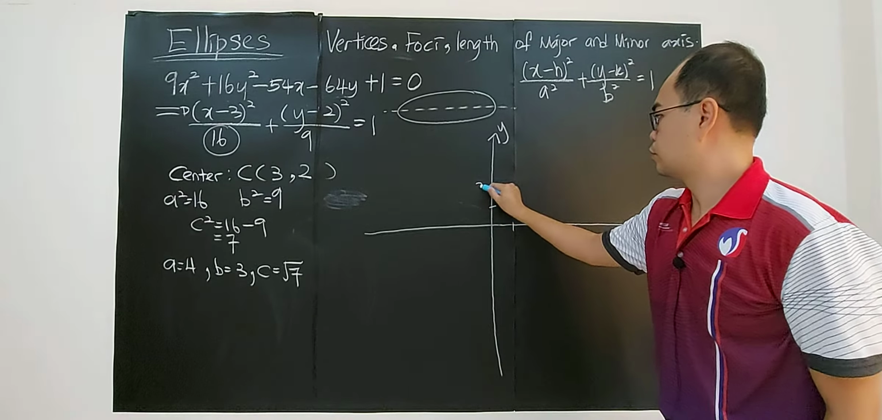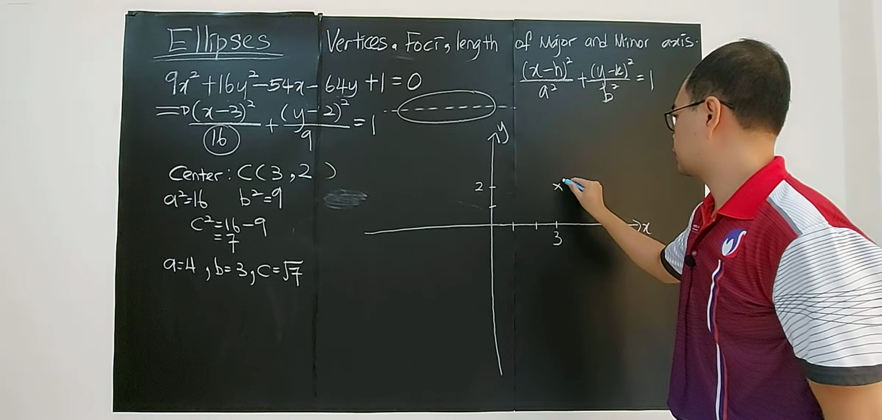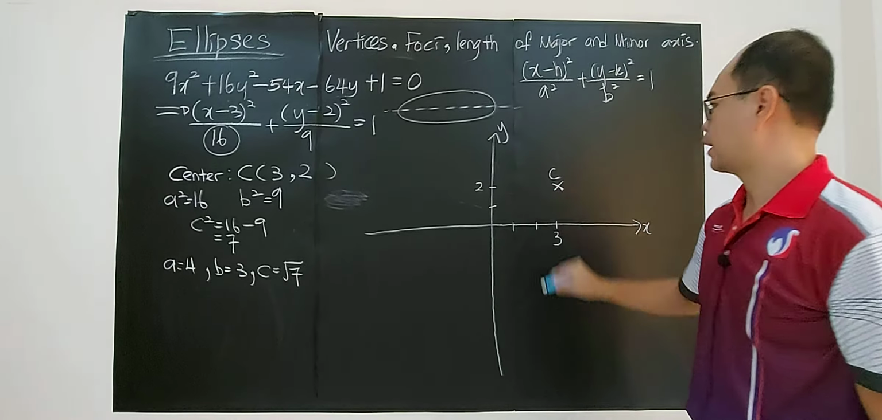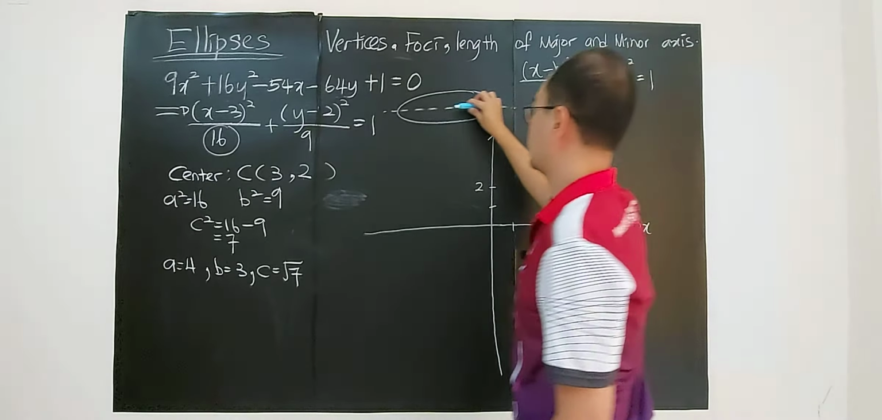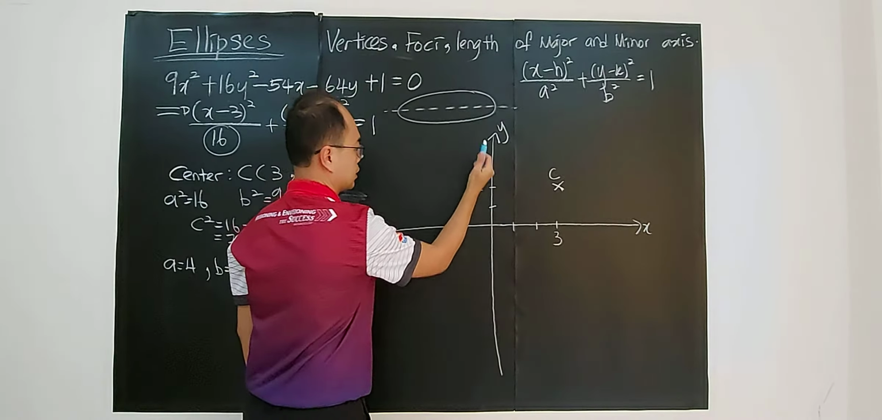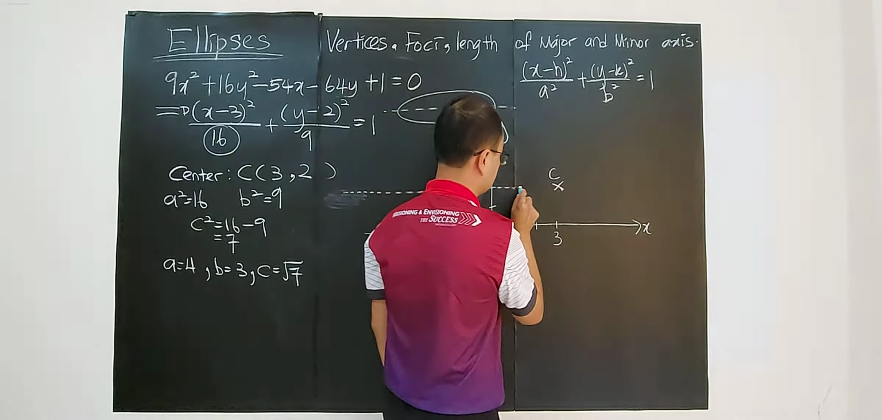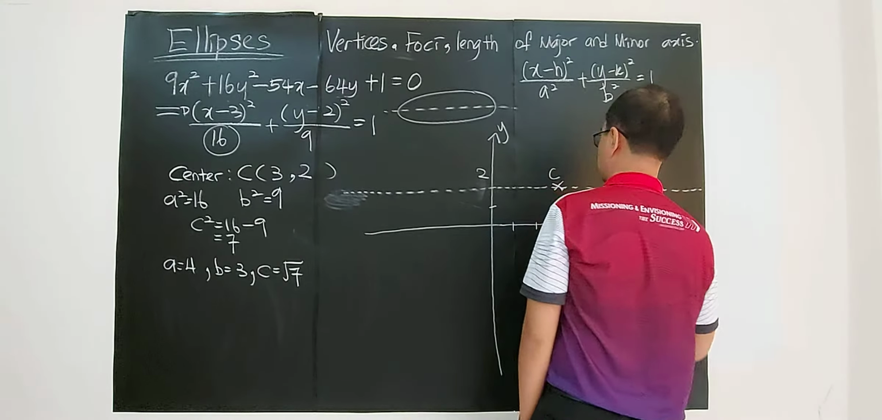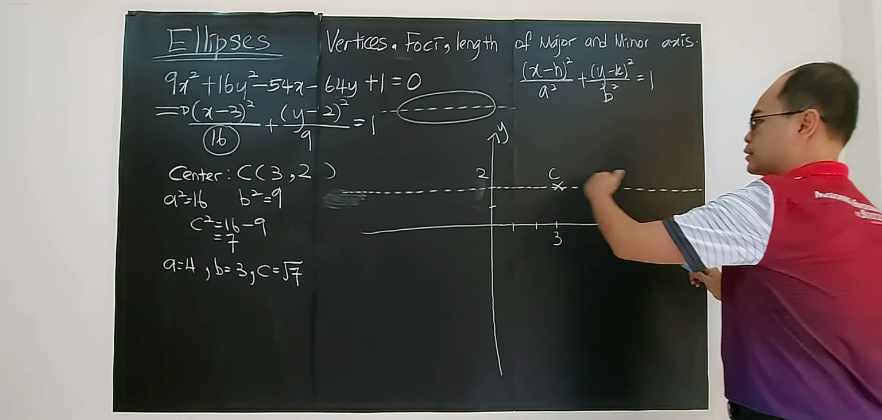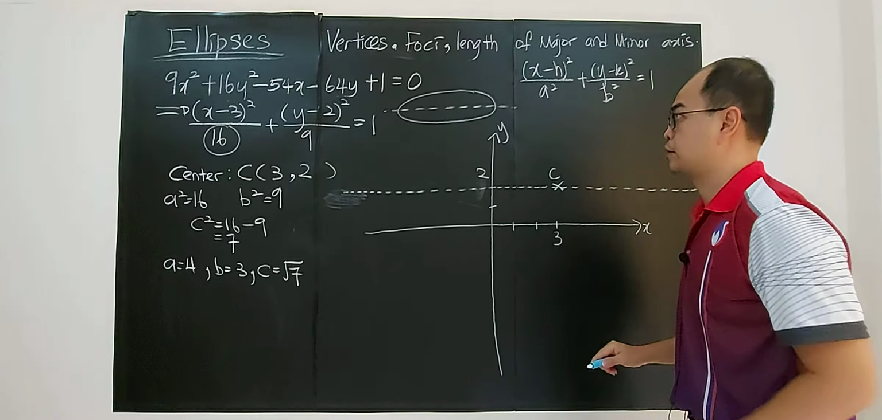1, 2. So this will be your center, and the major axis will be horizontal, right? Usually I will ask students to sketch the major axis first, the major axis that passes through the center. Along the major axis, you will have the vertices and foci.